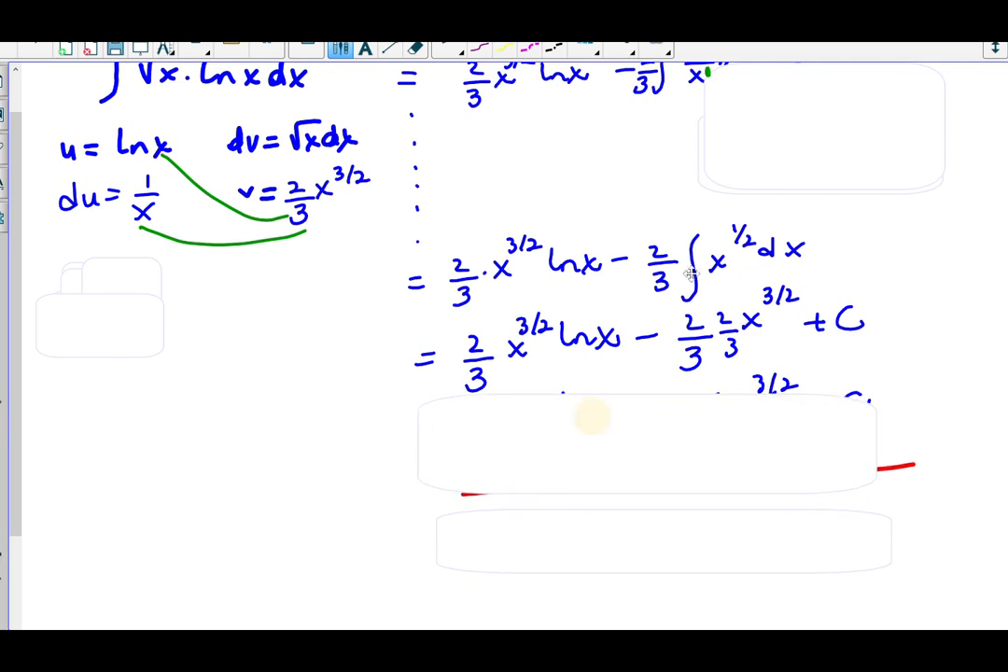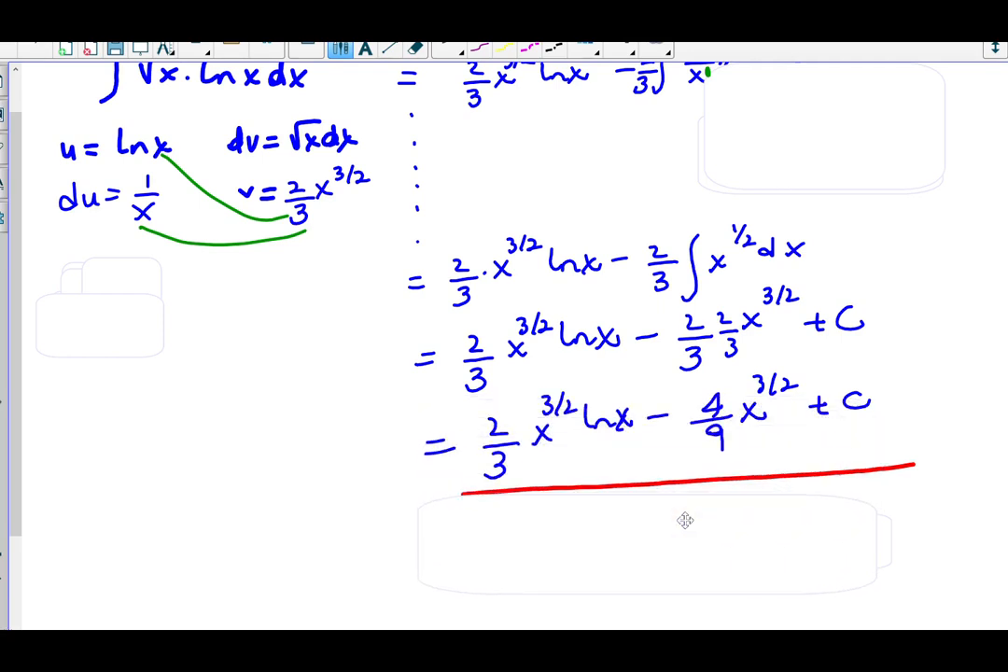The second part, the negative 2/3 is sitting there. The entire derivative is x to the 3/2 times 2/3. So the final answer will have a minus 4/9 in front of the x to the 3/2 term in the last answer. So the first part is unchanged. I'm just copying it over. Second part is minus 4 over 9, x to the 3/2 plus c.